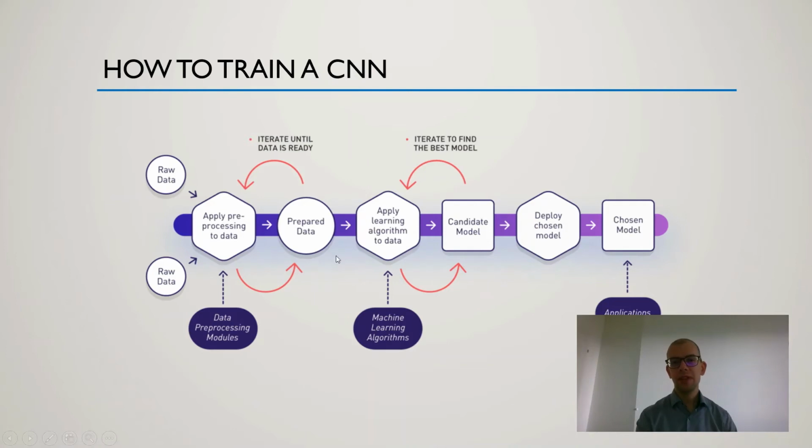And then you have the prepared data and you apply your machine learning algorithm to that, your model that you've chosen beforehand. And then you see, well, this model doesn't perform as well as I wanted it to. So then you iterate here to find the best model. So you improve on the model, usually by a trial and error approach, until you find a model which works well for you. And then finally you can deploy the chosen model and have it in an application.